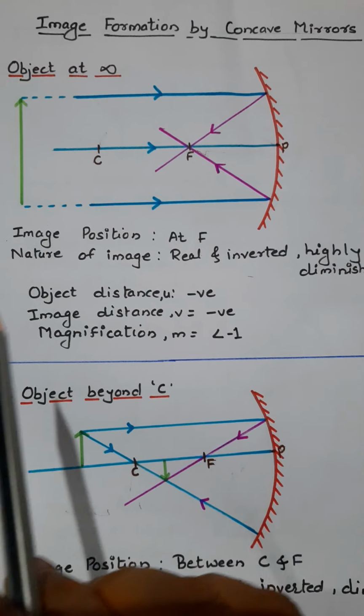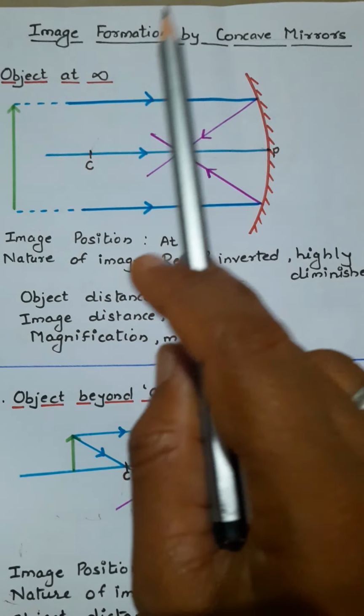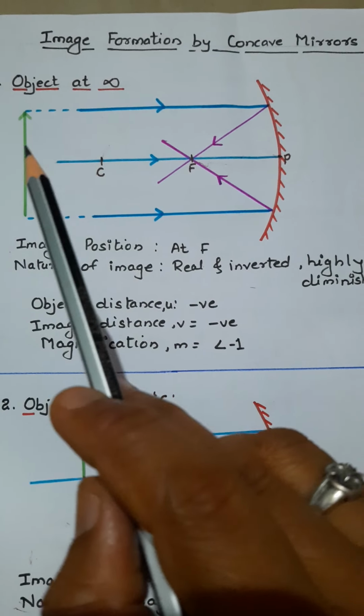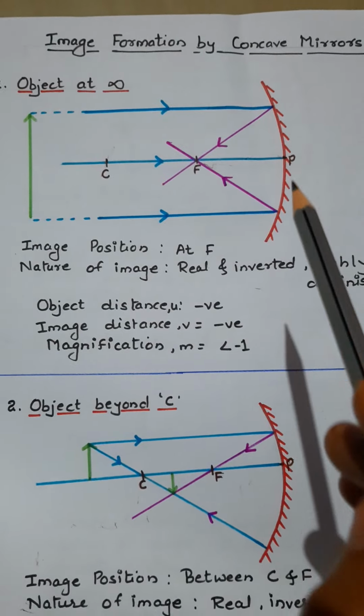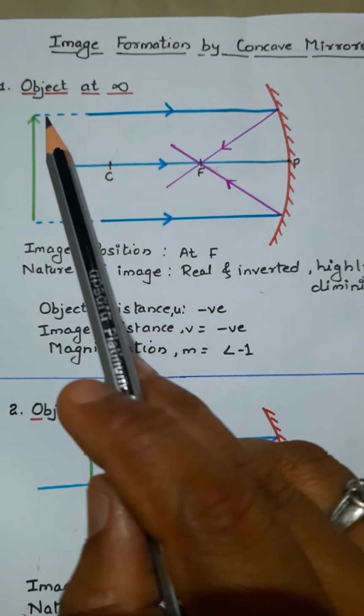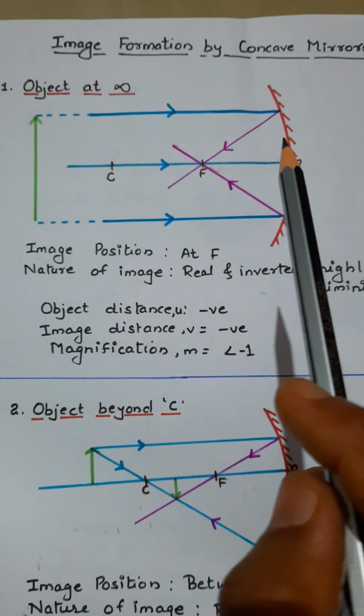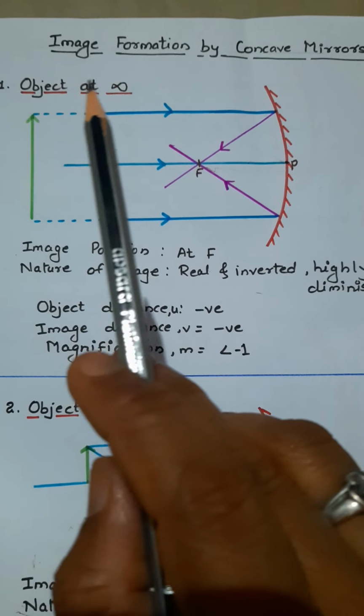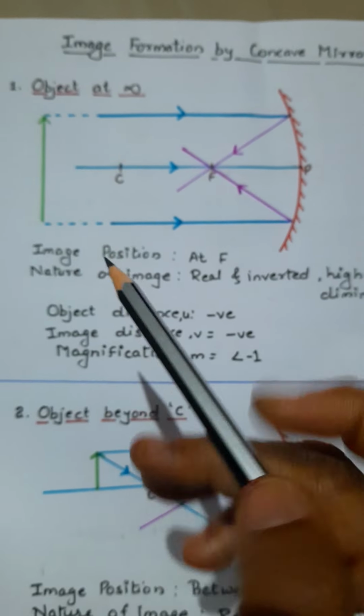Hello everyone. We are going to discuss image formation by concave mirrors. We are going to study what the different types of images formed by concave mirrors are when the object is placed at different distances in front of the concave mirror. So let us study our first case, when the object is placed at infinity.